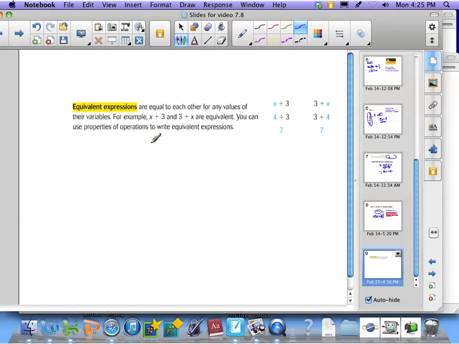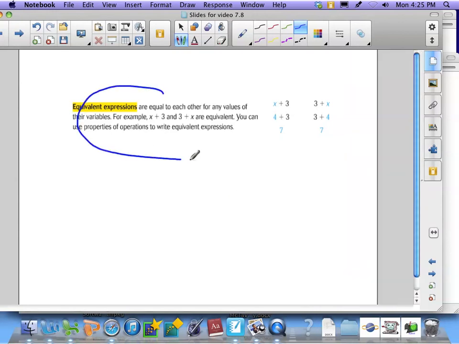Remember, equivalent expressions are equal to each other for any values of their variables. If you're not sure if your expression is equivalent, assign a value to the variable and test it. But it can't be true for just one value. It has to be true for any value. So try a couple different numbers.